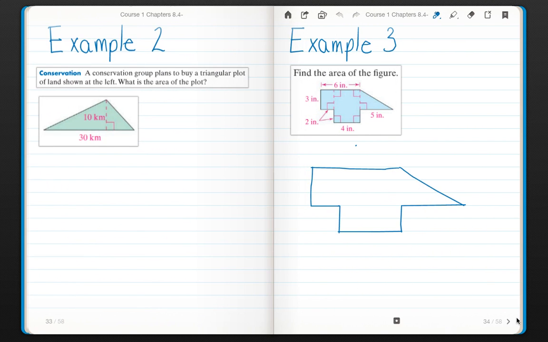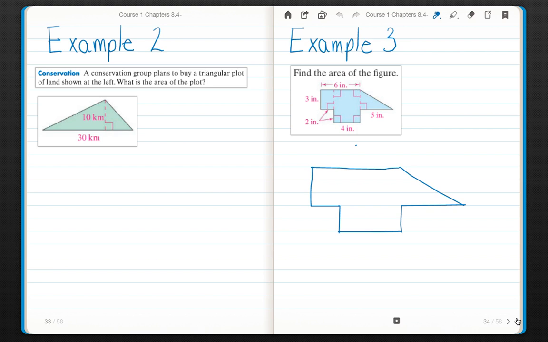All right, let's take a look at example 2. A conservation group has plans to buy a triangular plot of land shown at the left. What is the area of the plot? So the area of a triangle is 1/2 times the base times the height, or base times height divided by 2. So you need to be able to identify both the base and the height of the triangle. Any side can be the base of the triangle.